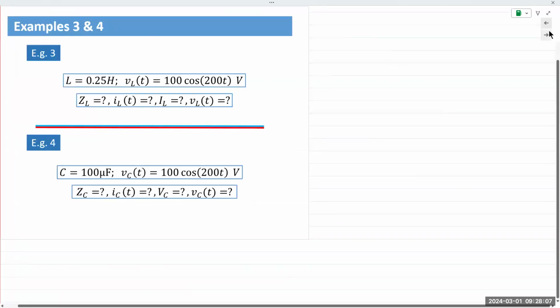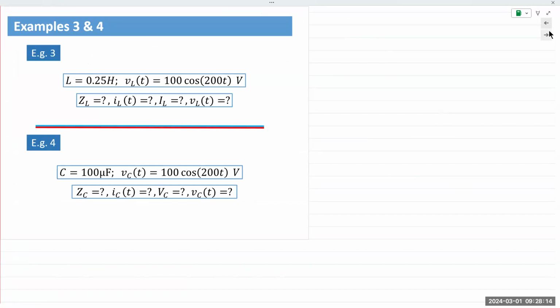Okay, it's 9:28. Let's get through this example 3. All right. So the inductor value is given to us as 0.25 Henry. We are given the applied voltage, VL of t. We are asked to find the current. Okay. Example 3. Inductor value is given. Voltage is given.